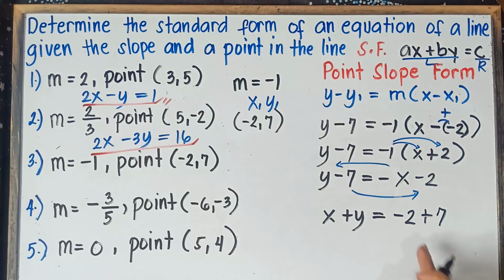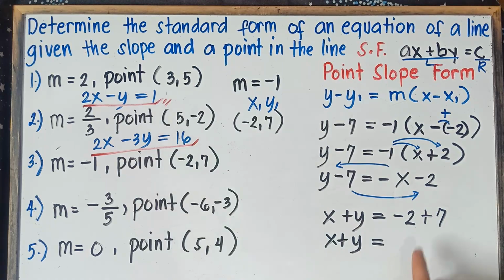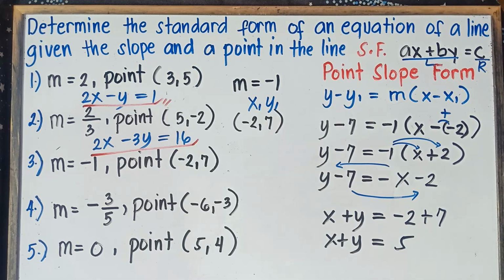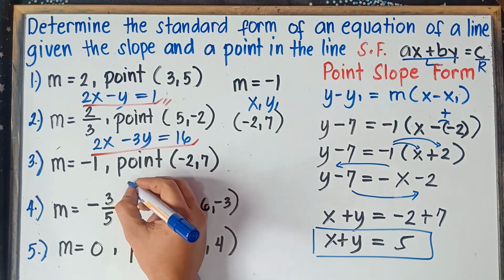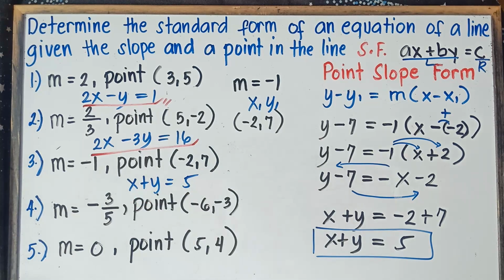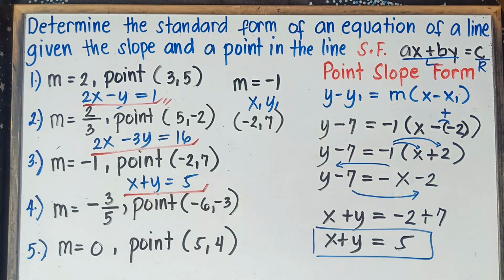Alright, and then simply combine this one. So copy x plus y. Copy equals sign. Unlike signs, negative 2, positive 7. Unlike signs, subtract. 7 minus 2 is 5. Now 7 is greater than 2. We copy the sign of 7. That would be positive 5. That's it, class. That's the answer, class, with regards to example number 3. Very easy, right? So we have x plus y equals 5.